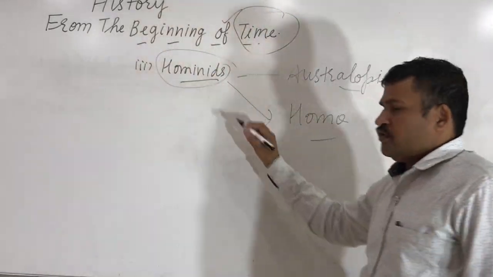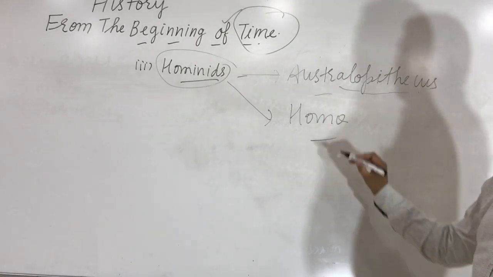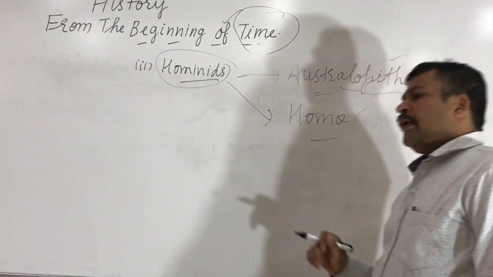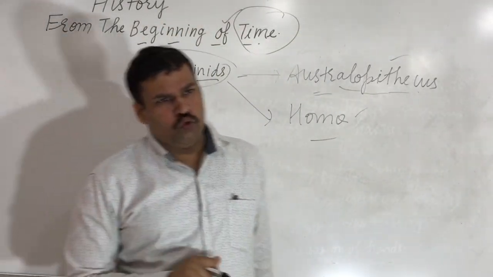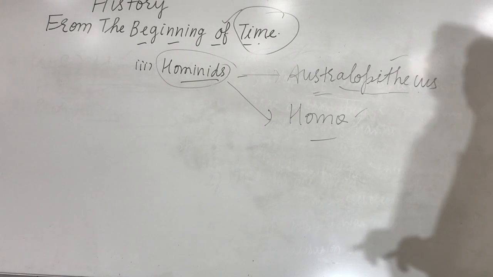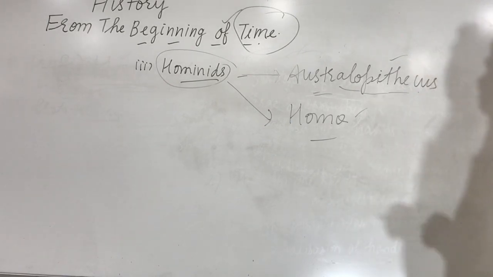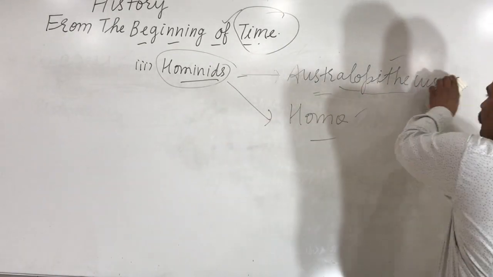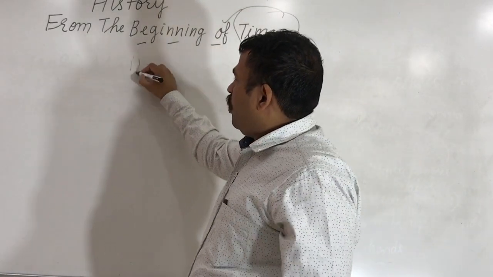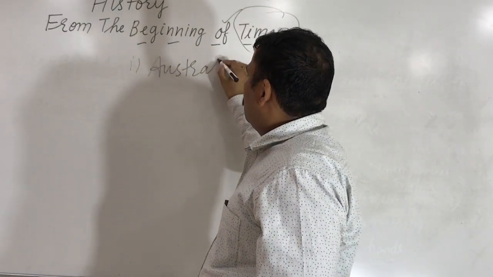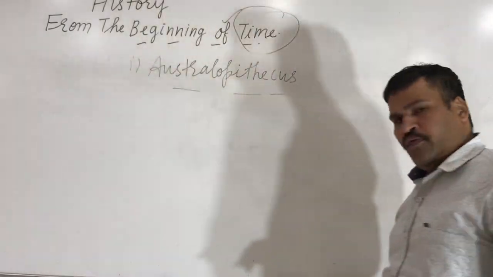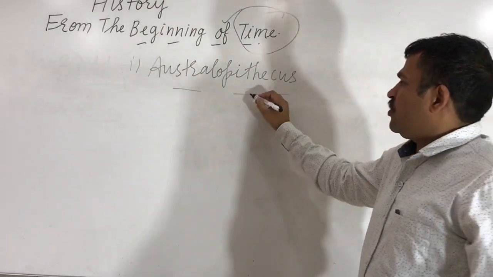They were intelligent creatures also, and there is even some evidence of tool making. Australopithecus and Homo started making tools, and even the use of fire is related to these earlier human beings found on this earth. Now we will discuss the first, Australopithecus, the modified form of the earlier humans that were found.